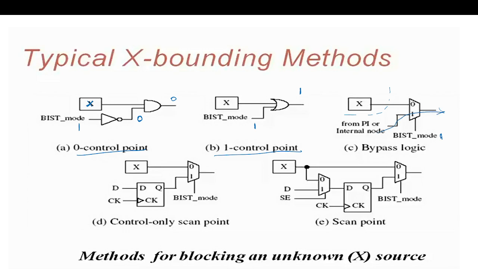Next is the control-only scan point. If we have a scan flip-flop, this D value we can apply. So if this is either 0 or whatever is applied from the user, it means the test pattern will be obtained here. And in normal operation, 0, this X will be propagated from the 0. And similarly, we can have the scan point where we can even have a scan enable and shift in the patterns.